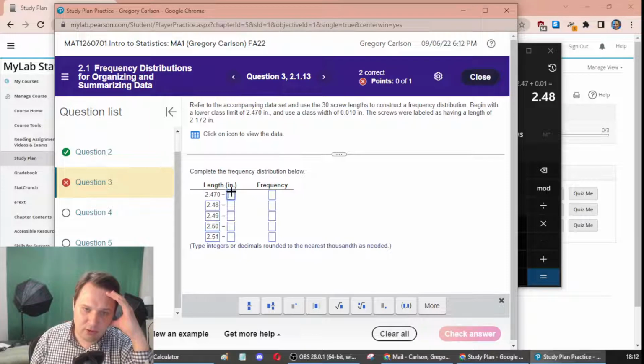All right, here's where it gets annoying. You need to put one lower than the next class, okay? And you need to go one more decimal place in this one than the next class. So 2.479 would be the appropriate thing to put right here. So 2.479, you notice that that's slightly lower than 2.48.